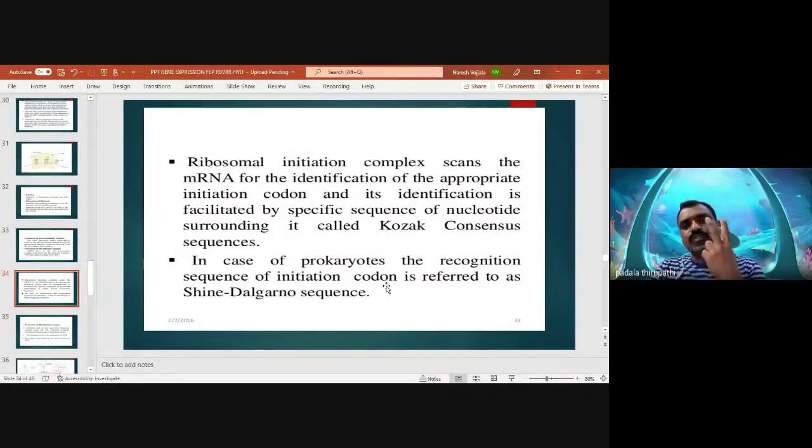So here, two sequences we observe in this slide. The first one is the Kozak consensus sequence, which is the specific nucleotide sequence surrounding the start codon. Then in prokaryotes, the sequence that we call the Shine-Dalgarno sequence. First one is the Kozak consensus sequence, and the second one, in prokaryotes, we observe the Shine-Dalgarno sequence.